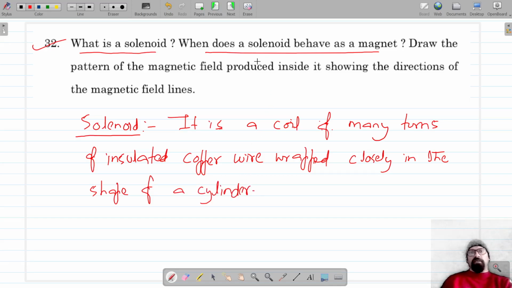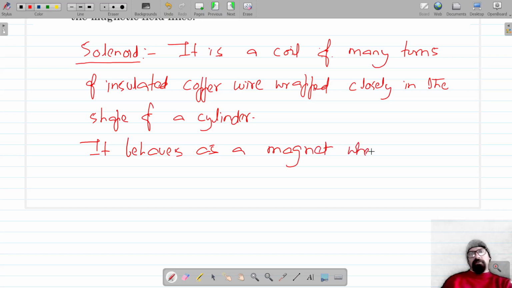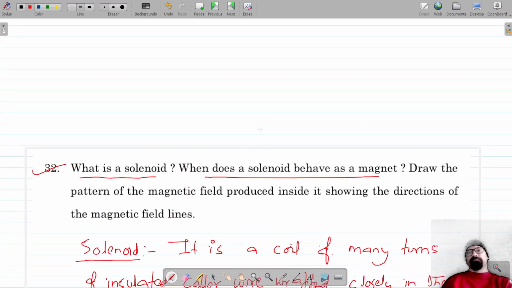That is solenoid. When does a solenoid behave as a magnet? A solenoid behaves as a magnet when current is passed through it. So that's why we also call it an electromagnet. So this is the solenoid.